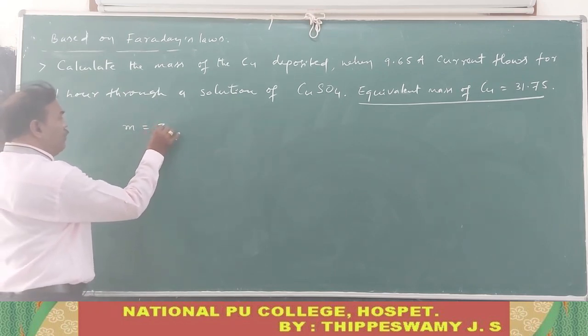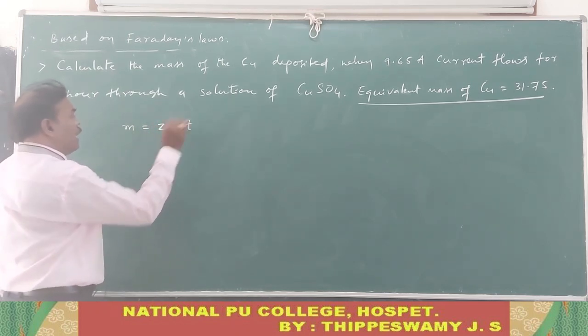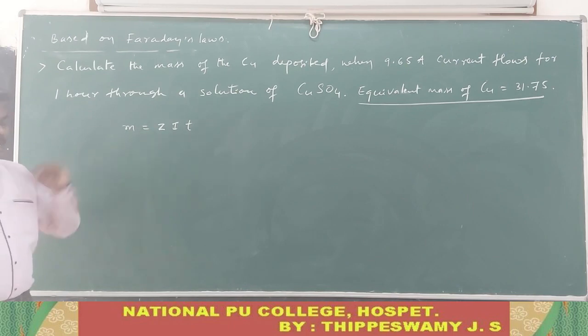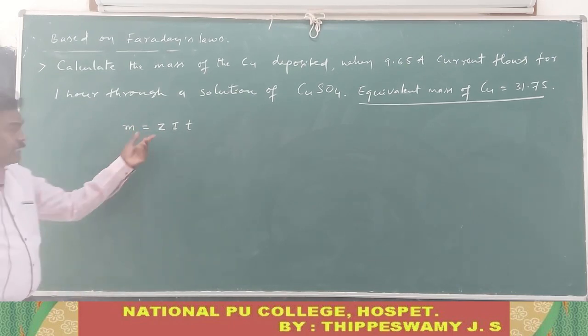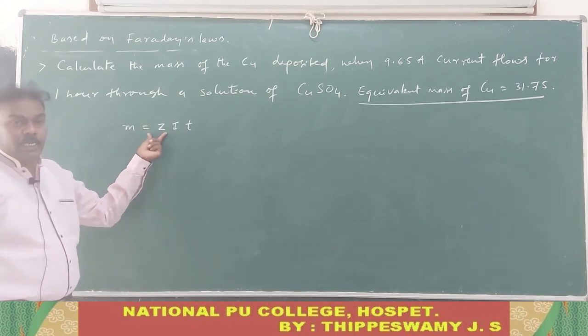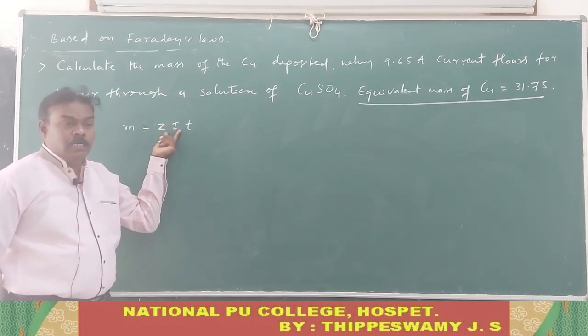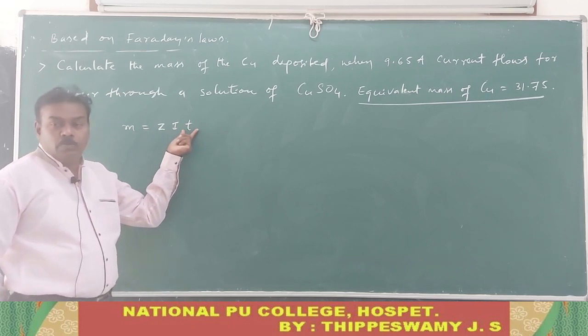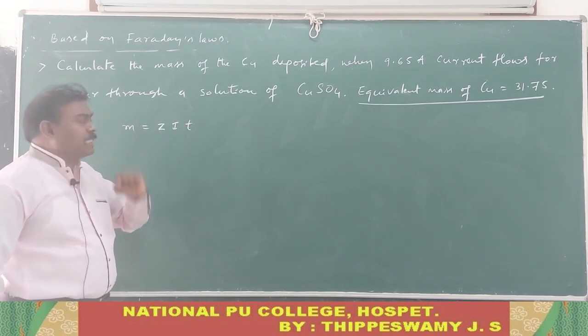Z into I into T we can take. M is equal to ZIT, or W is equal to ZIT. Z is called the electrochemical equivalent, I is called the current strength in amperes, and small t is called the time in seconds.